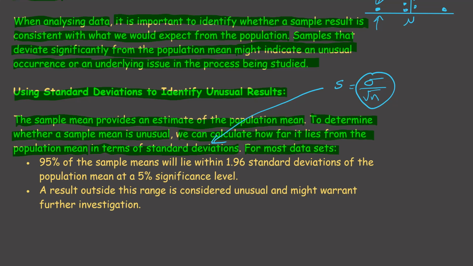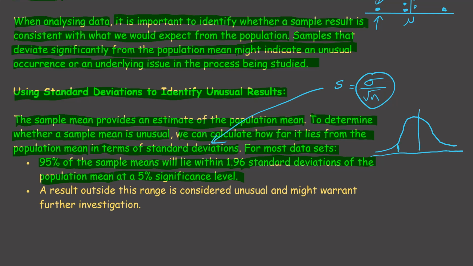For most data sets, 95% of the sample means will lie within 1.96 standard deviations of the population mean at a 5% significance level. What do I mean by that? So you should have met this in your methods course, where if we have a normal distribution, 95%, that would leave us with 2.5% at each end, and that's what we mean by the 5% significance level.